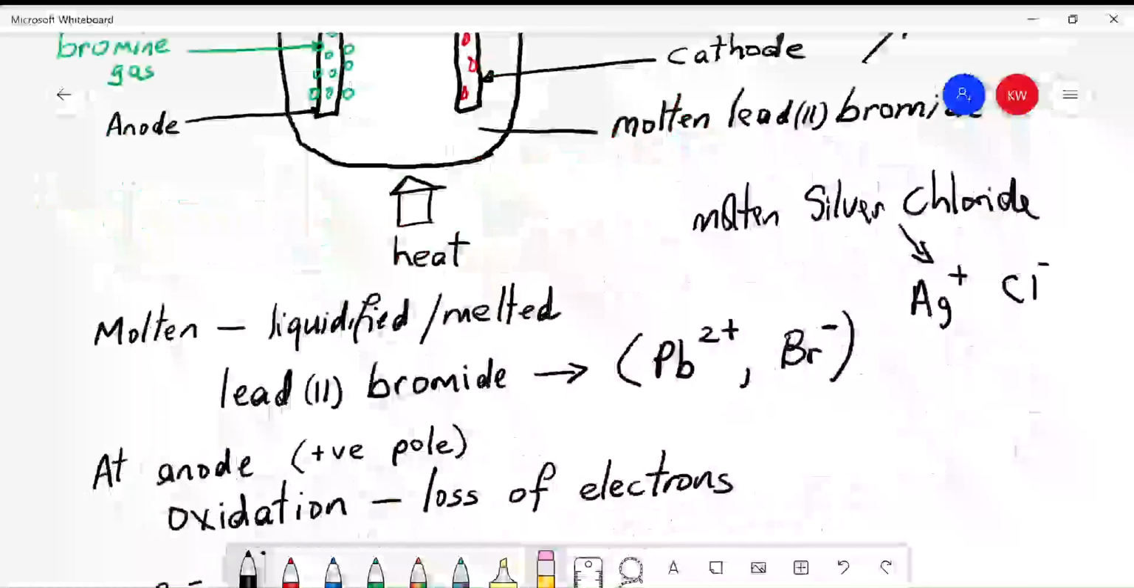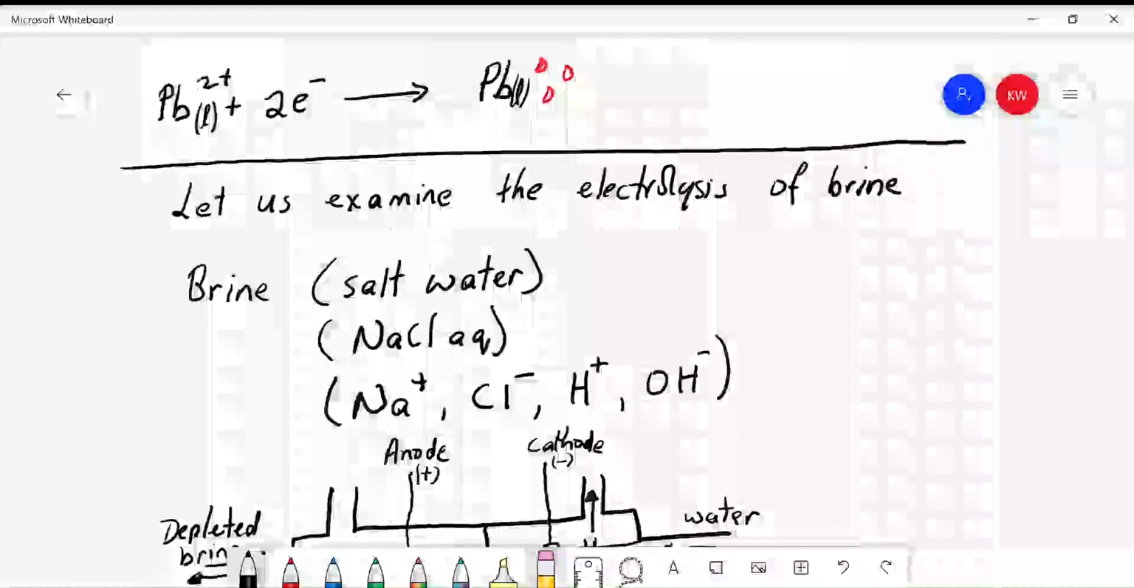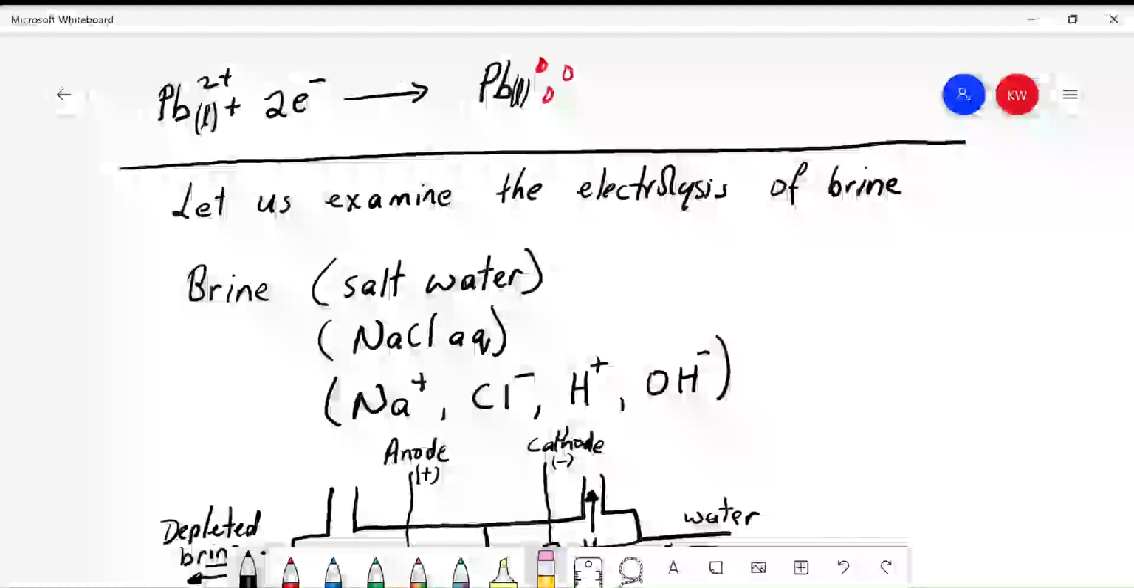It's a bit different when we have something in the aqueous state. So let's examine the electrolysis of brine. This is a very popular electrolysis. Brine is salt water. So we have sodium chloride, that's our salt, in the presence of water. What we have is sodium ions and chloride ions. The water will also produce H+ and OH minus. So here we have a lot of ions, so we're actually going to have a competition in some cases.